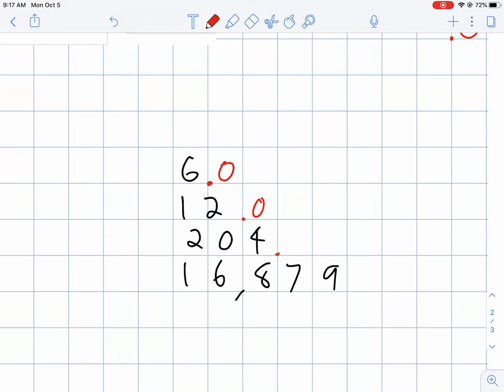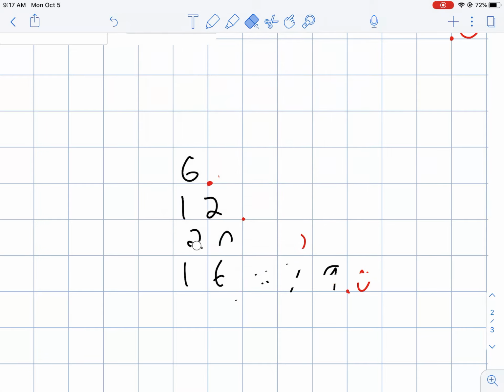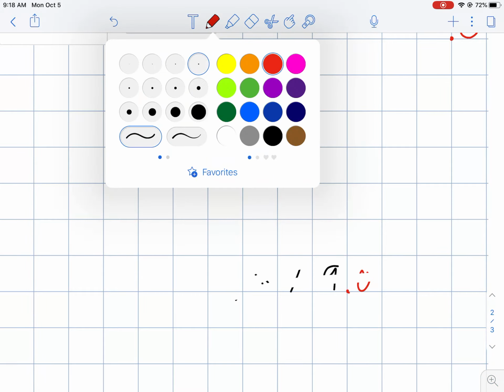And if you don't believe me, you can look at a calculator. You turn it on, and every single one of those calculators will have a decimal at the end of it. So if you type in 6, it will show 6 point. It doesn't put the 0.0, but you all know that that's there. So that being said, we can get started.